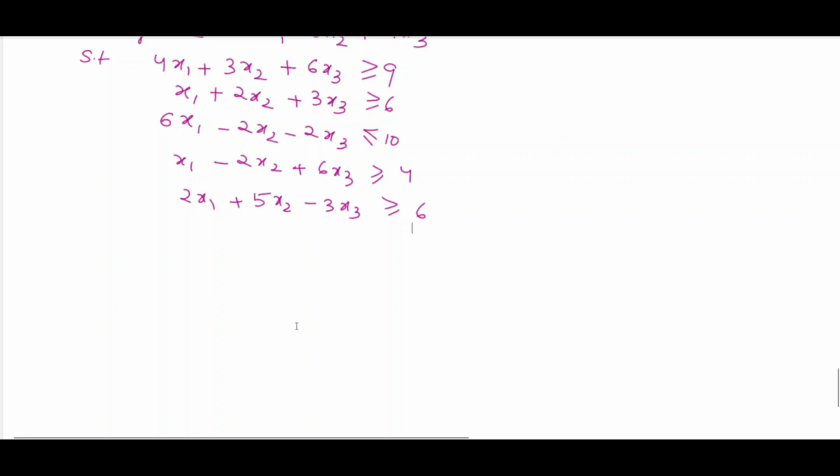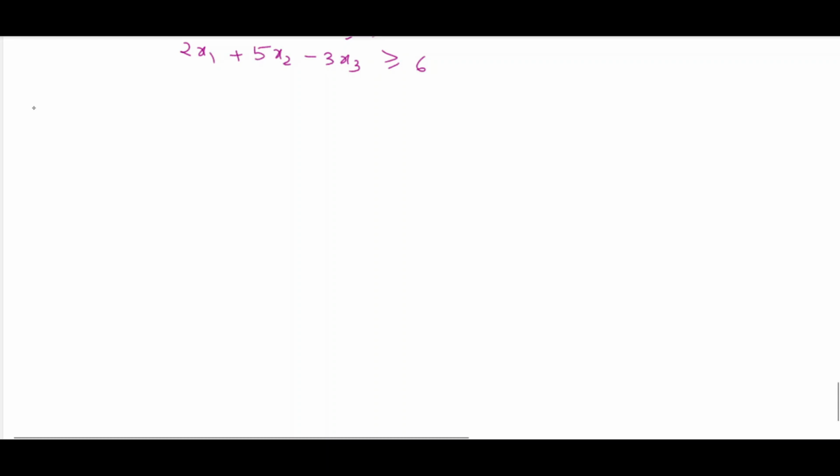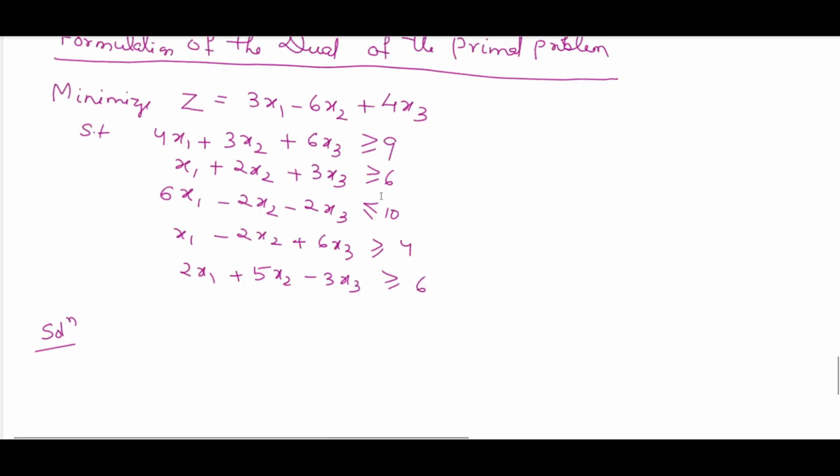So, solution. As it is a minimization problem, all the symbols should be greater than or equal to. Here this one is less than or equal to, so we only have to convert this into greater than or equal to by multiplying by minus 1. If we convert this, you will get minus 6x1 plus 2x2 plus 2x3 greater than or equal to minus 10.